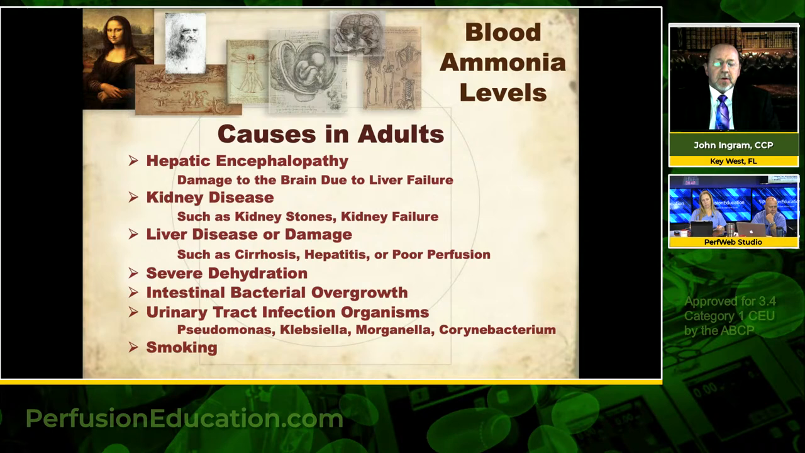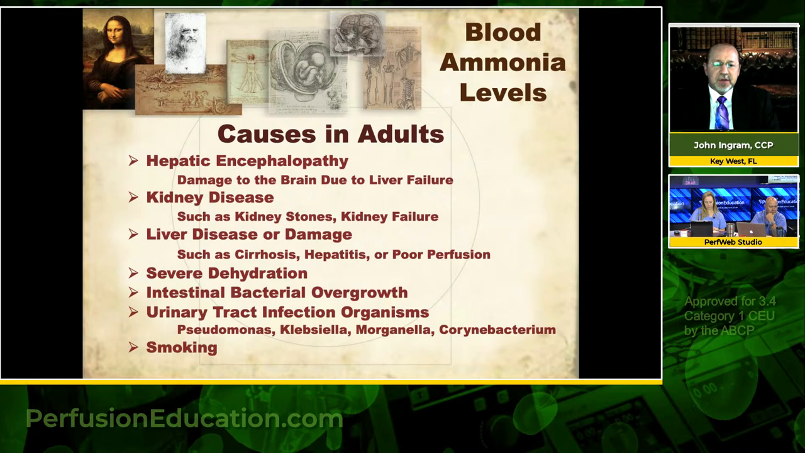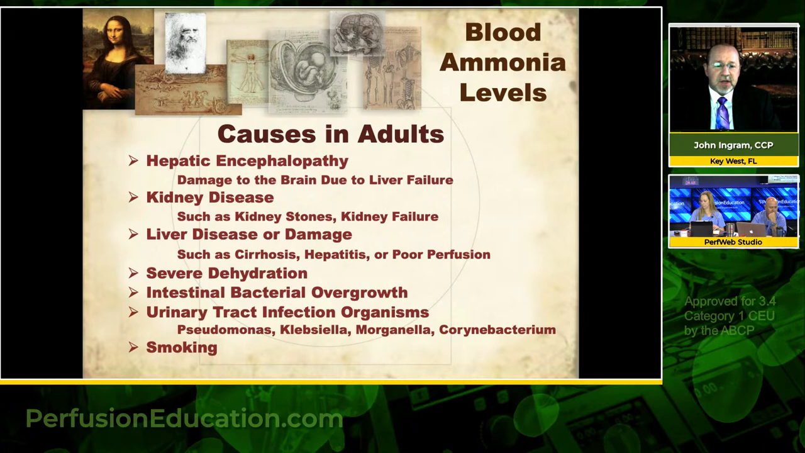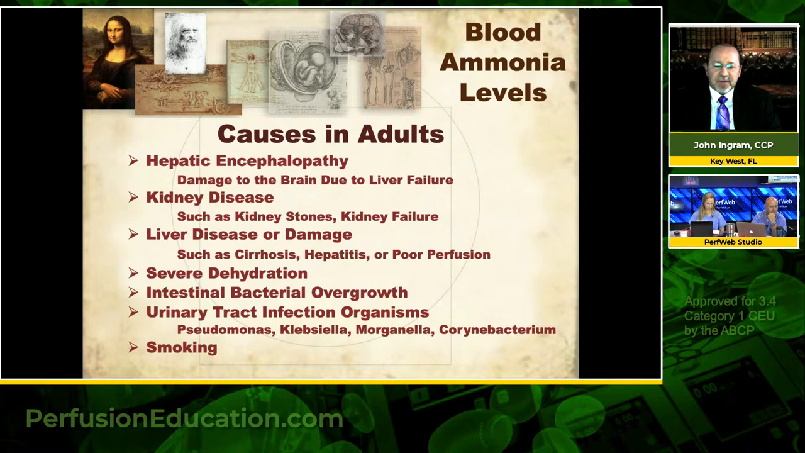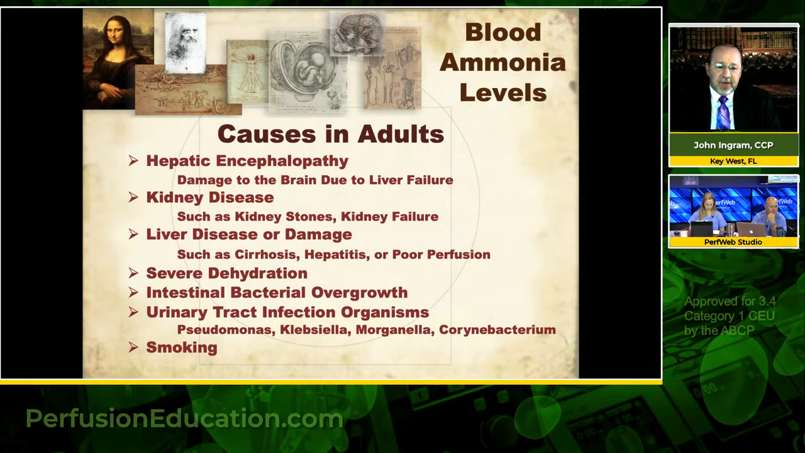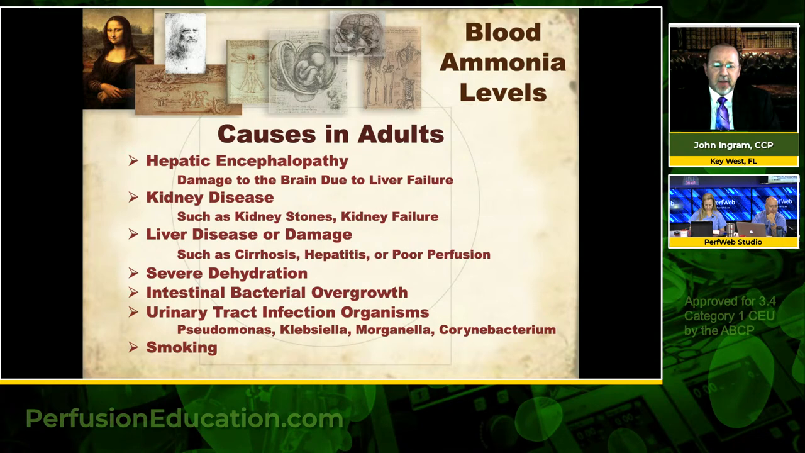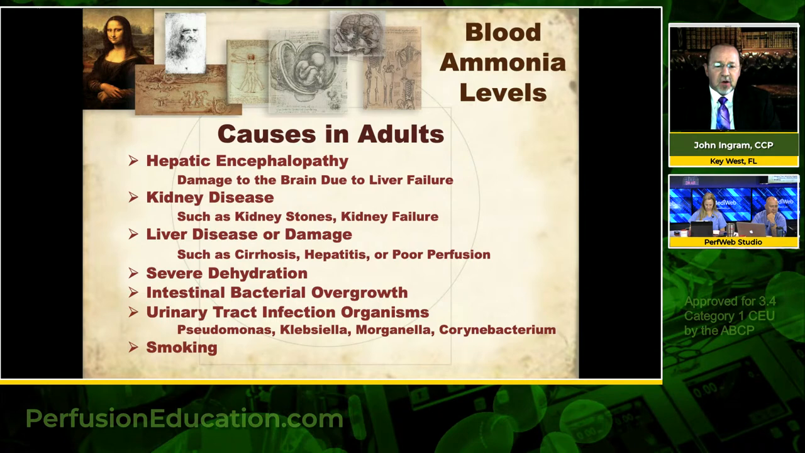So some other causes in adults can be hepatic encephalopathy, damage to the brain, but this is subsequent to the liver failure causing the high ammonia level. Kidney disease, again, poor kidney function, kidney stones, kidney failure, any type of liver disease or damage such as cirrhosis, hepatitis, or again, poor blood perfusion to the kidneys, heart failure, severe dehydration, and intestinal bacterial overgrowth. Remember what I said earlier, that ammonia is produced by a bacterial breakdown of the protein in your intestines. So if there's some malfunction there, this could cause a high ammonia level.